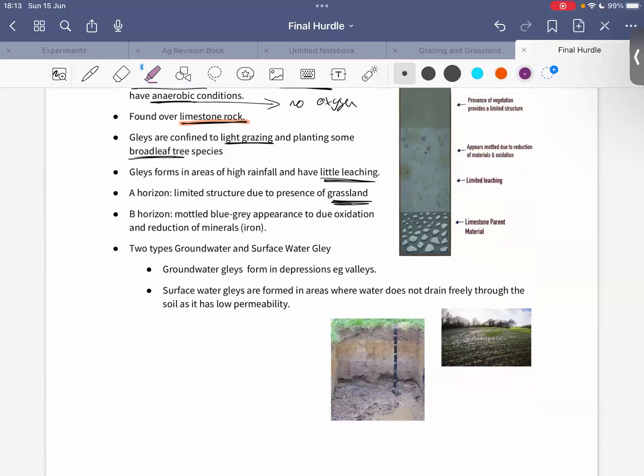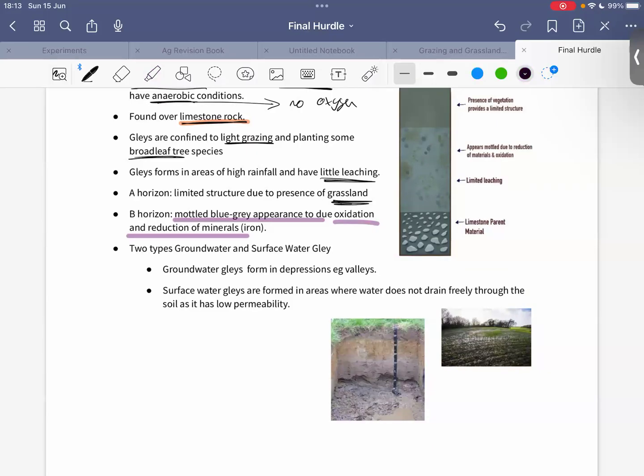Now, get the highlighter out for this one. Our B horizon, the main characteristic of our gley soil is they are mottled blue-grey in appearance due to oxidation and reduction of minerals. Oxidation reduction is a type of chemical weathering. I haven't seen it asked in the papers yet, and I emphasize that word yet, but I swear to God, if I see a geography question in an ag science exam tomorrow, I will be ripping.